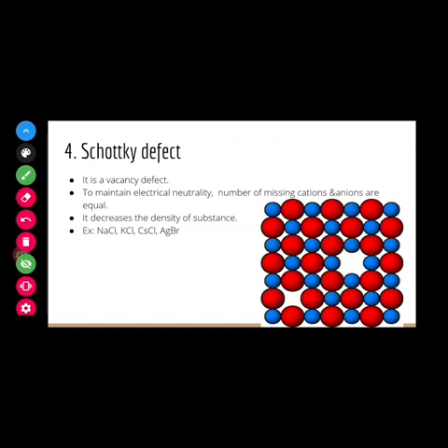You can see the examples: NaCl, KCl, CsCl, that is cesium chloride, and silver bromide. You can see that this example, AgBr, was common to both Frenkel and Schottky. So this is an example of a solid which shows both Frenkel and Schottky defect. This is a one marker question, so remember that AgBr can show both Frenkel and Schottky defect.